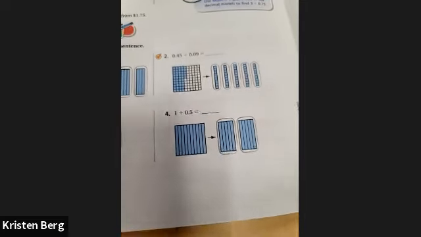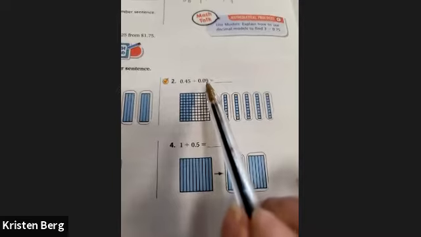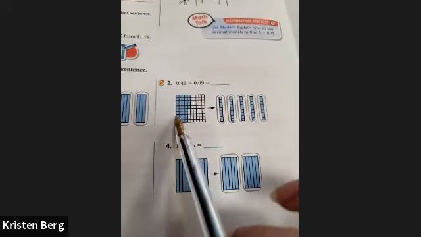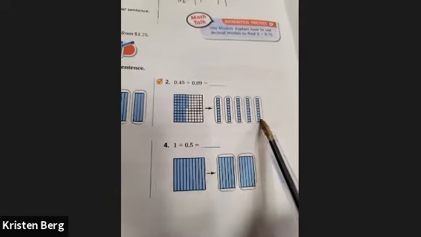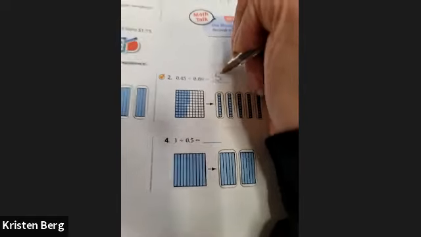Okay, sorry, guys. In order to do this, it says to take 45 hundredths and divide them amongst 9 hundredths. So if you do this in groups of 9 hundredths, which they already did for you, how many groups of 9 hundredths made up this model? It was 1, 2, 3, 4, 5 different groups. So that would be 5.